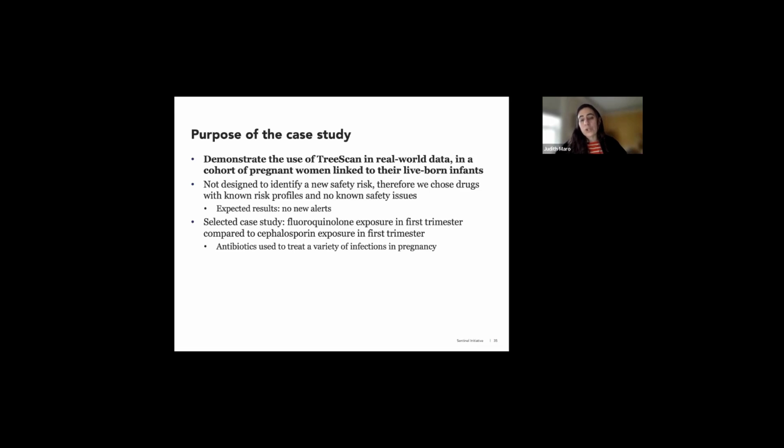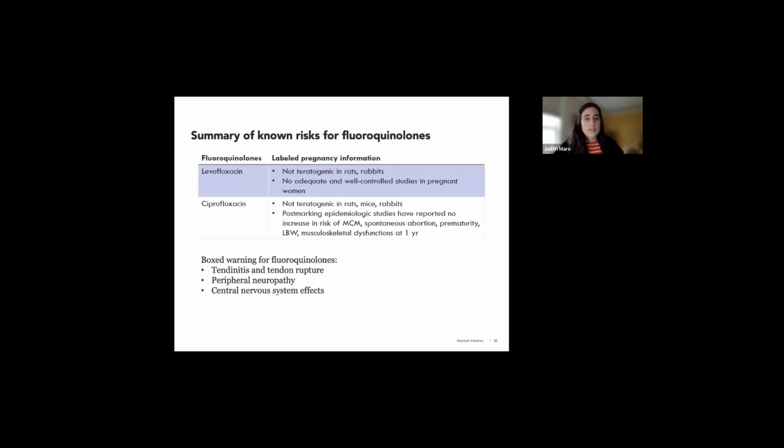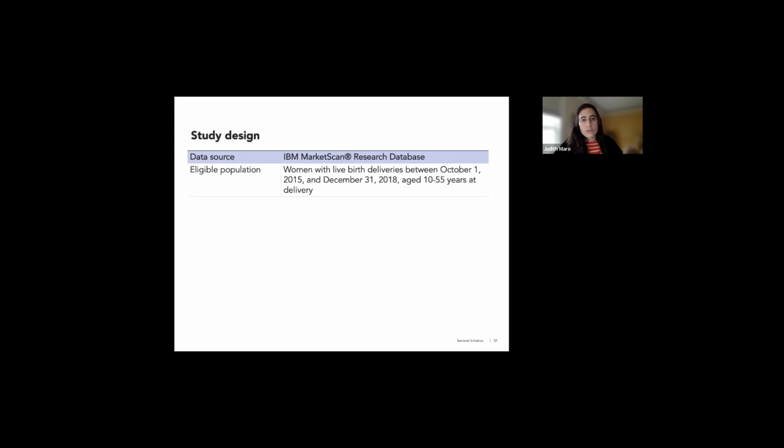And the reason is we were concerned about the sample size in those circumstances, that essentially if it's a known teratogen, women really shouldn't be exposed to it. And even though we do see exposures in pregnancy that we really shouldn't, we shouldn't see a lot of them. And so we wanted to try to do something where we wouldn't have that circumstance. So we chose something that we know was safe. And so we were expecting to see no new alerts in this empirical analysis. And so here is just a quick look at what's known about fluoroquinolones.